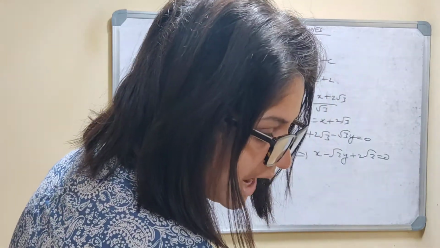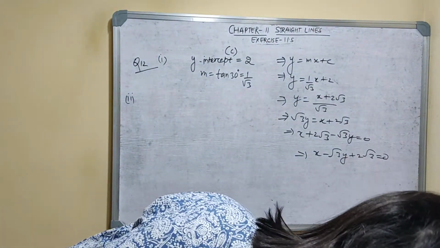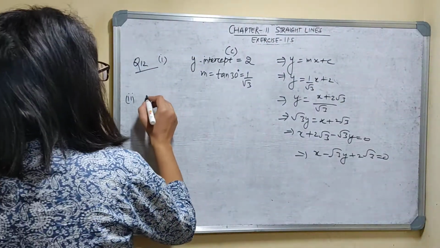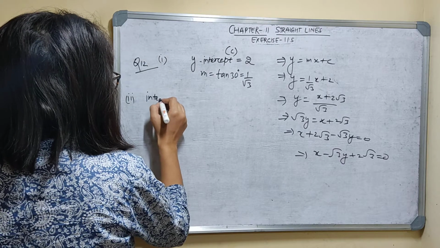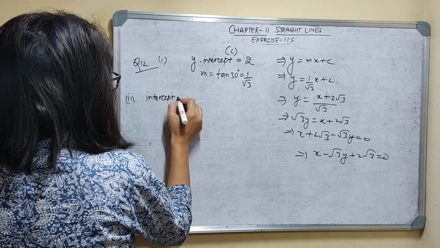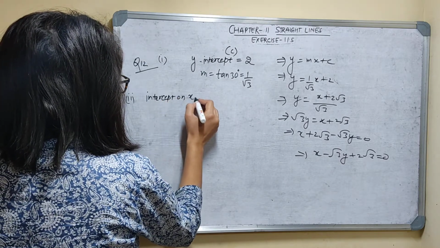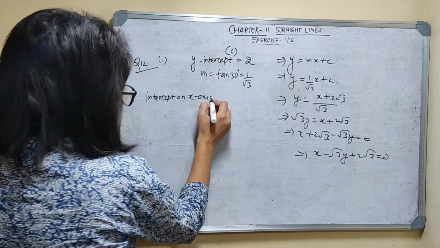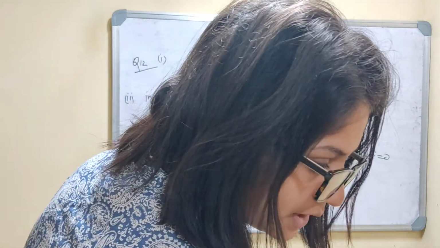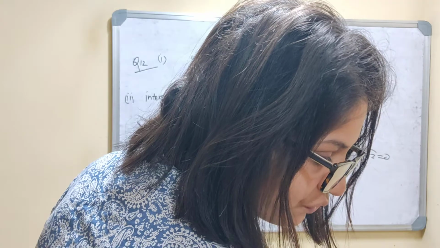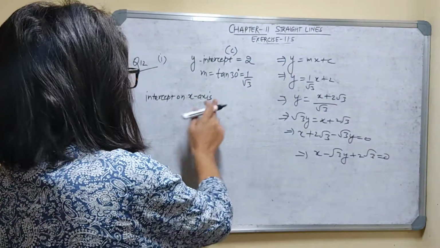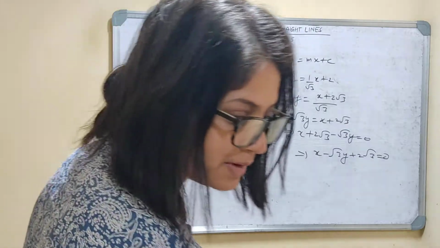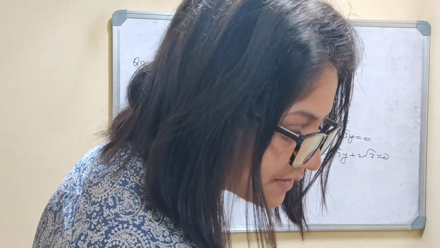Find the equation of the line which cuts off intercept 4 on the x-axis. Intercept on x-axis is equal to what? And makes an angle of 60 degrees.